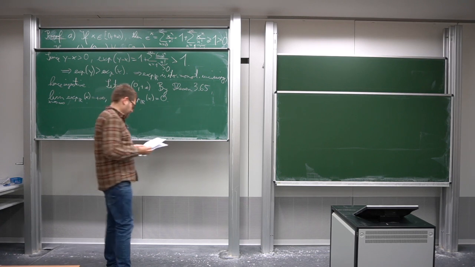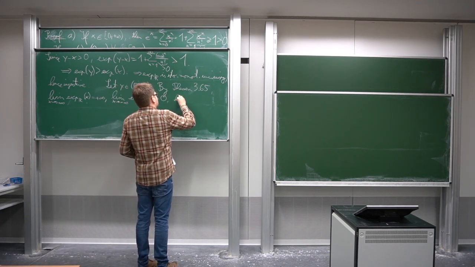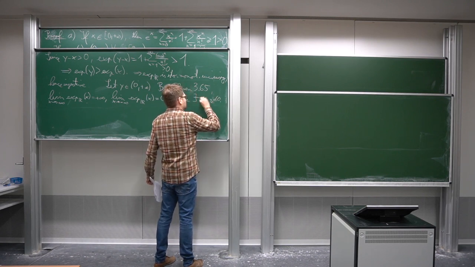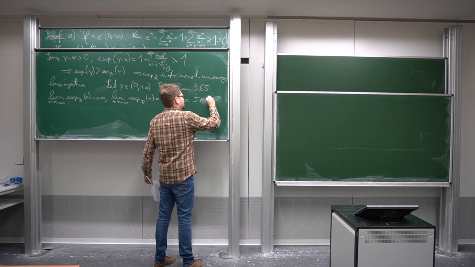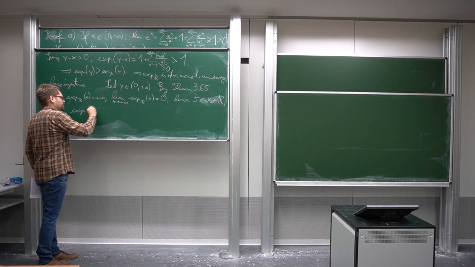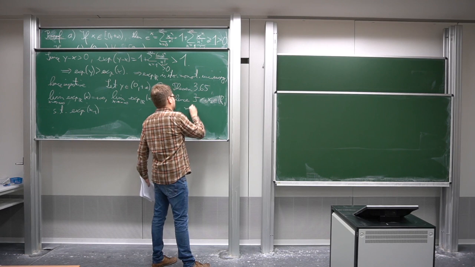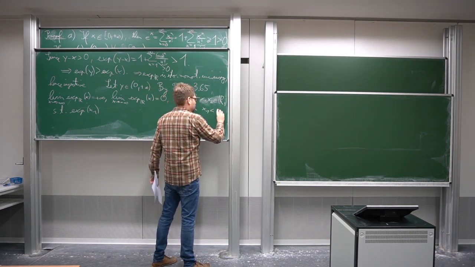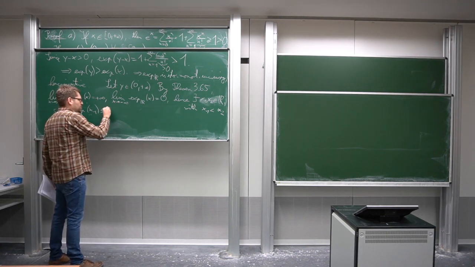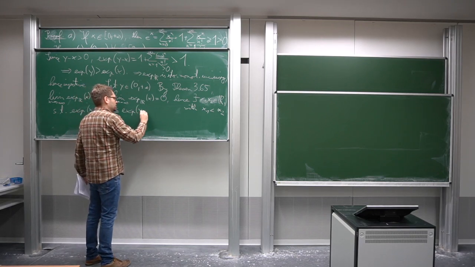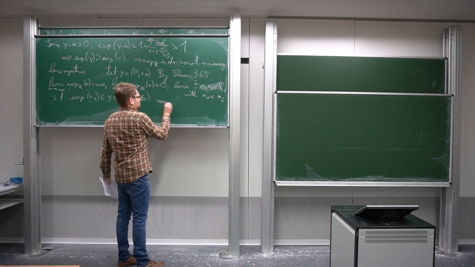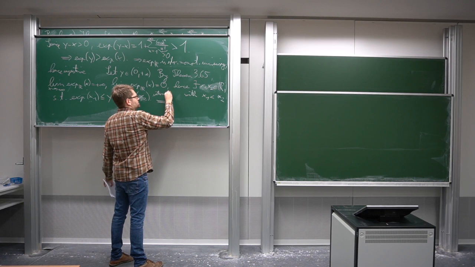So since this holds, there exist some numbers x1, x2 in R with x1 smaller than x2, since for minus infinity we go to 0, and here we go to plus infinity, such that exp of x1 is smaller than or equal to y, and this is smaller than or equal to exp of x2. Right? So y is in between two values of the function, but then this is really the standard application of the intermediate value theorem.